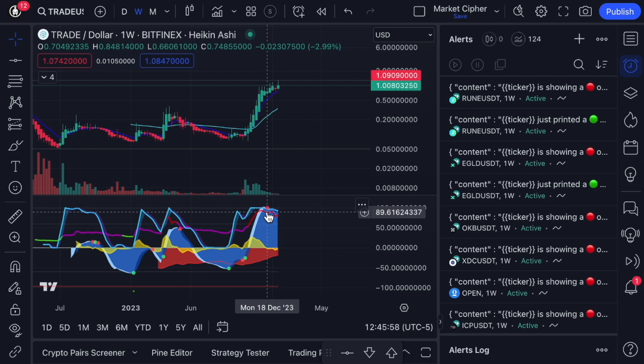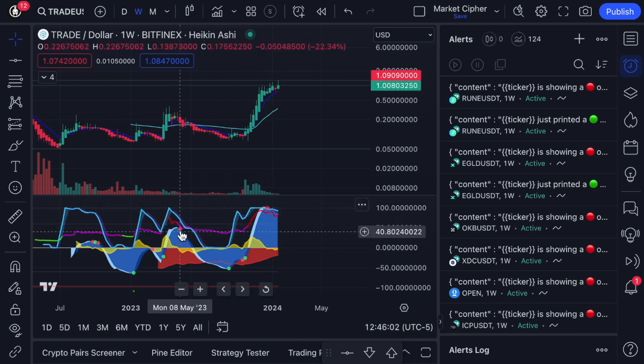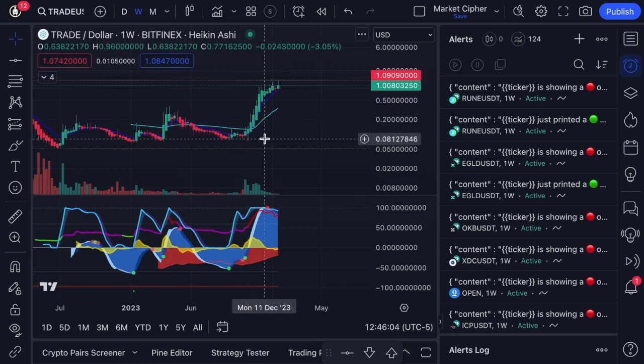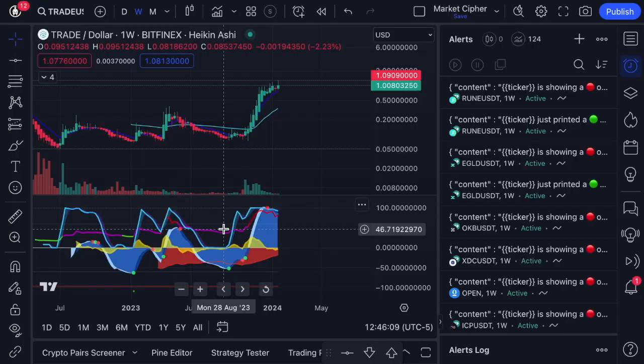If I own this name, I'd be taking profits right now just because of what Market Cipher is telling me. Every time this red dot has come in the past, it's had a big move down. Again, we've got to be patient. Patience pays. I'd be looking to take profits on that one.